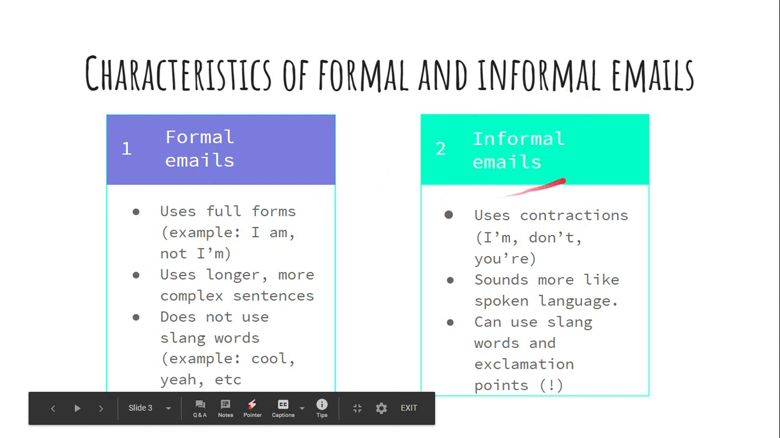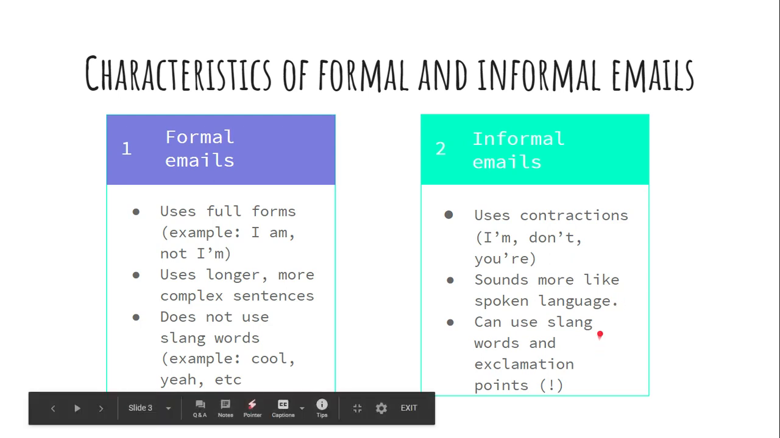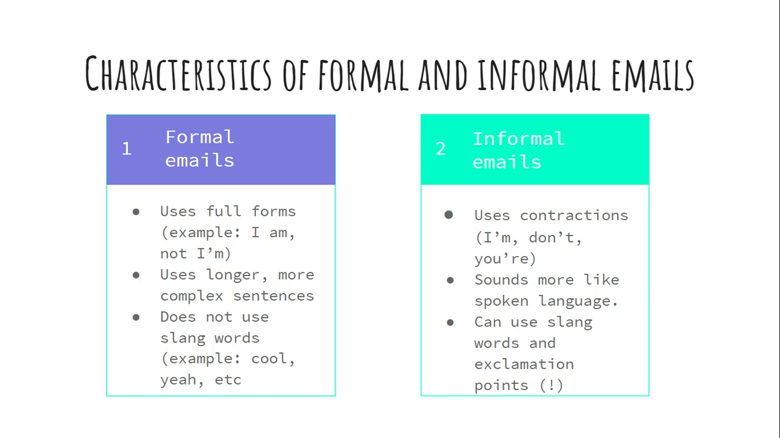Informal emails, on the other hand, use contractions. You can use I'm, don't, you're, haven't, etc. And informal emails sound a lot more like spoken language, how you would have a conversation with a friend, for example. And in informal emails, you can use slang words and exclamation points. You can use words like cool or yeah, for example, the ones I said you could not use before.